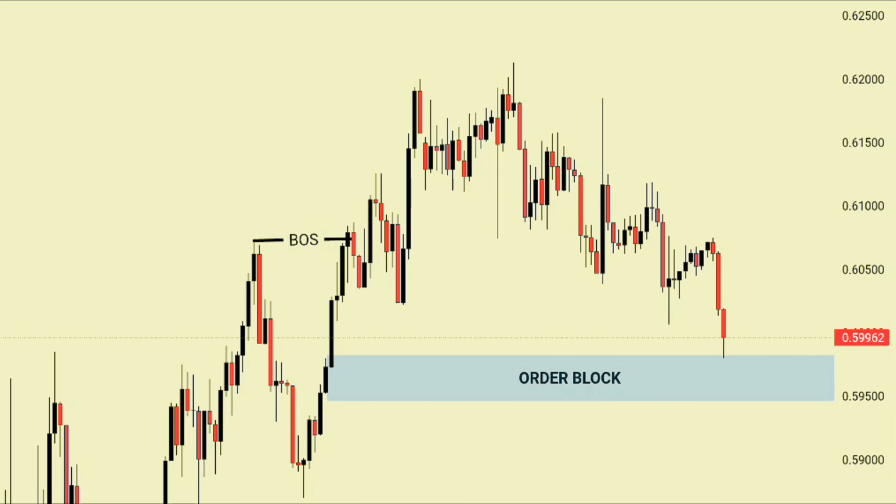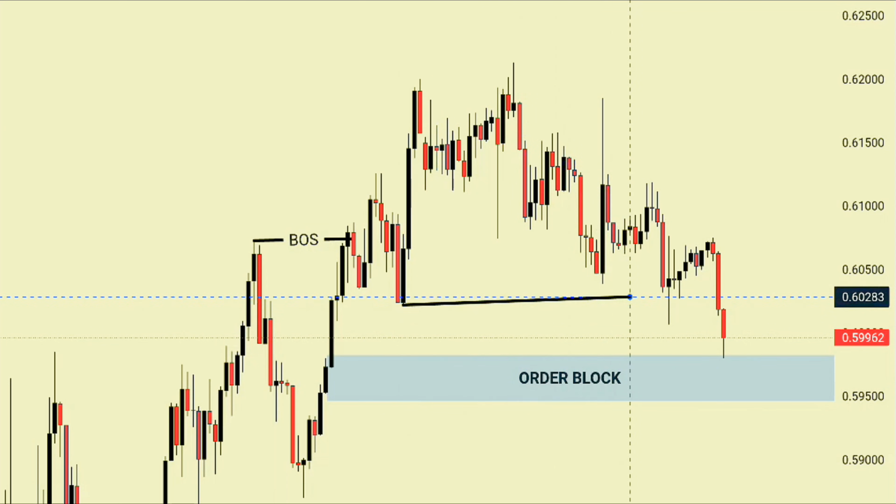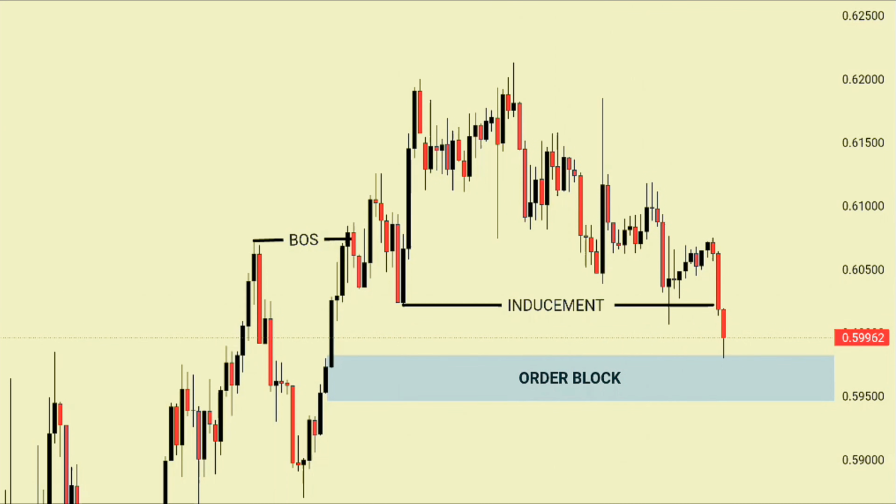Now, before the market returns to this zone, it performs a very important action called inducement. Just above the order block, you can see small lows forming a clear liquidity area. This is inducement. Inducement is the market's way of luring traders into the wrong direction.